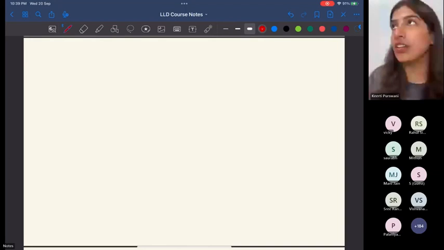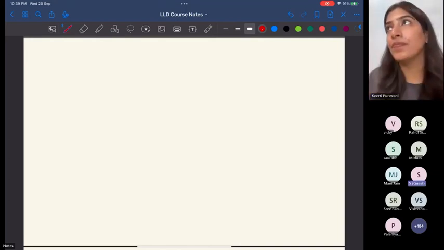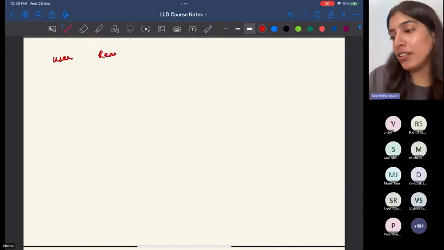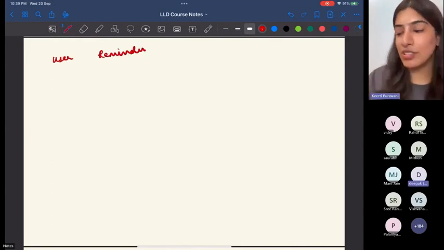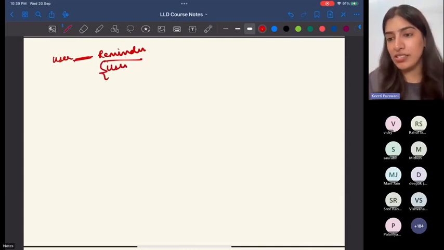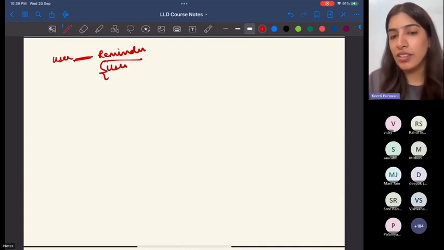I'm also thinking. Both can call each other. For example, user class and reminder class. This guy has been saying this example since the starting, that user can access all the reminders and reminder also knows which user the reminder is for. It makes sense. Yes, correct.